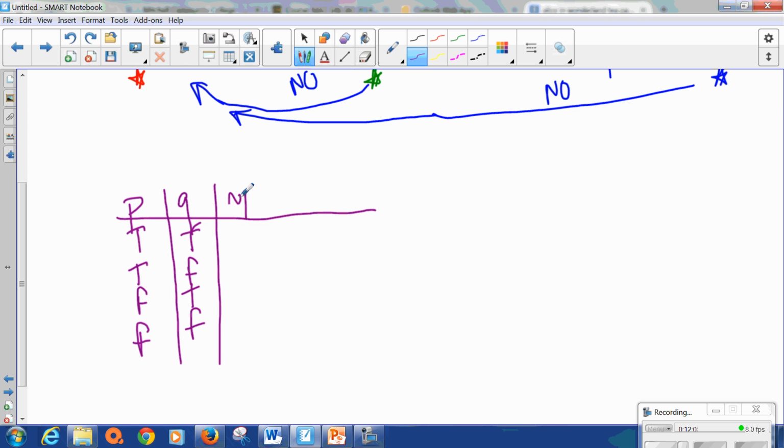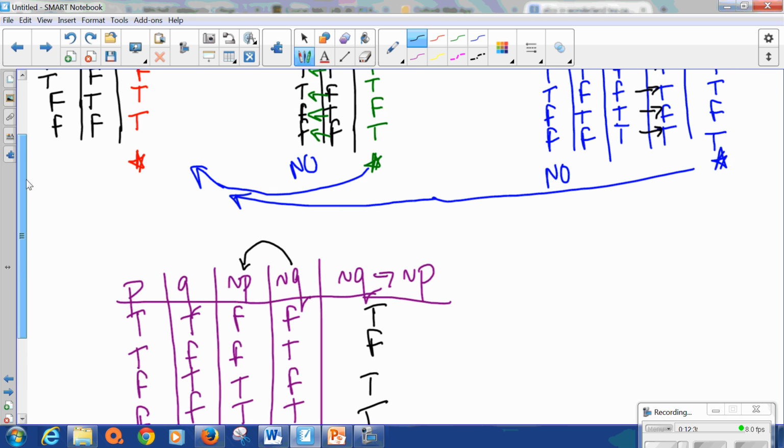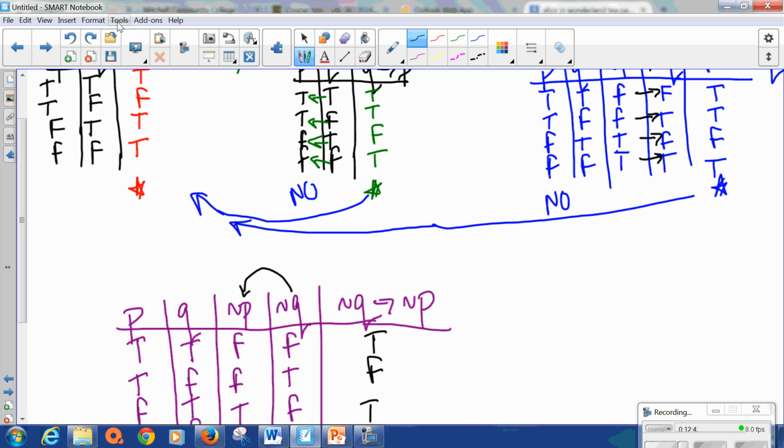We need not P's, so let's flip the P column. We need a not Q, so let's flip the Q column. And now we're going for the contrapositive. You flip the order and the signs of the original. So we're going from not Q to not P. False to false, true. True to false, false. False to true, true. True to true, true. And lo and behold, they are the same, even though you can't see it.